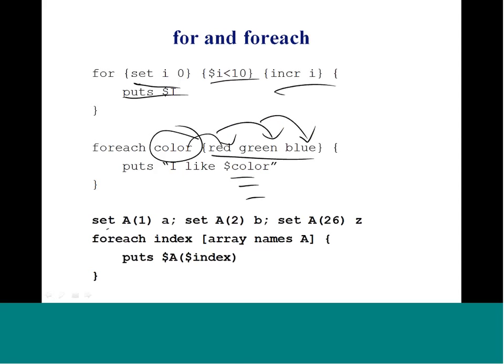Now there is another one, where we set a(1) as A, a(2) as B, up to a(26) as Z, assuming that everything in between is also set somehow. Now foreach index in array names a, puts a and then the index.